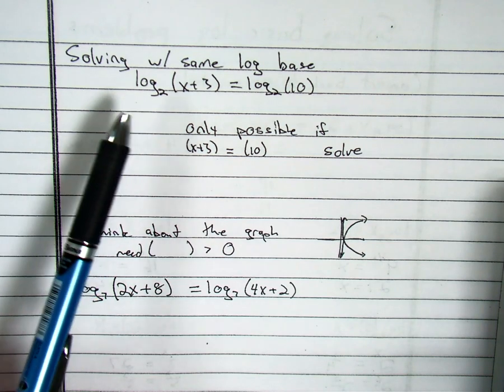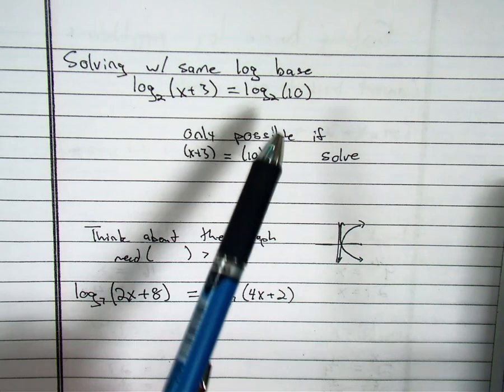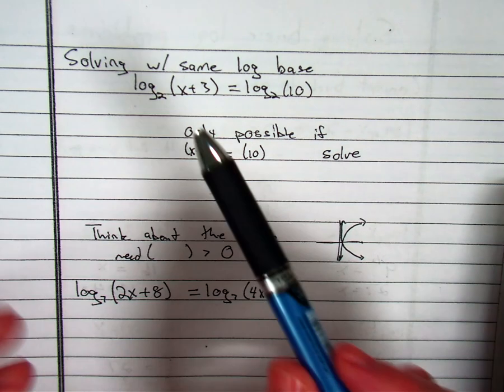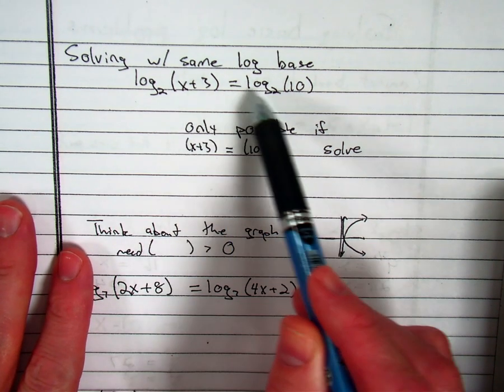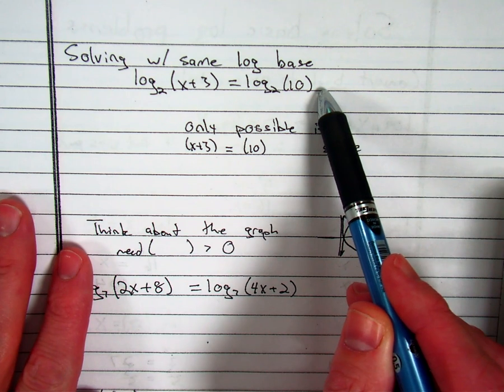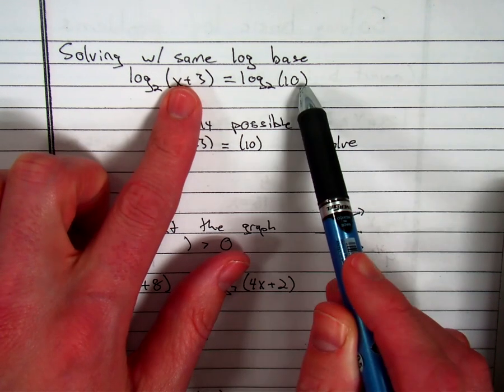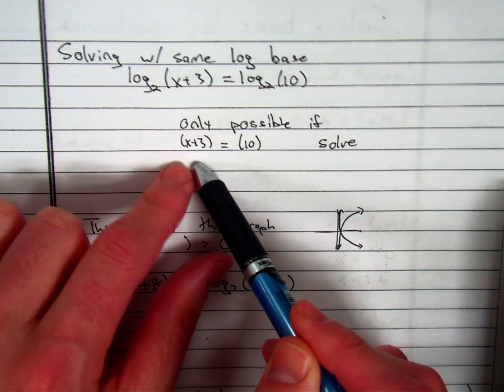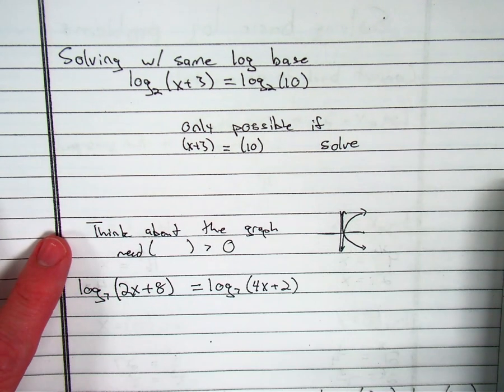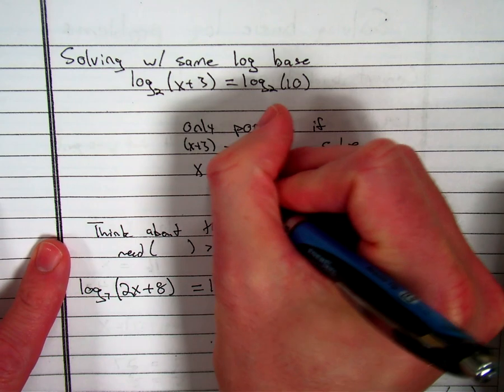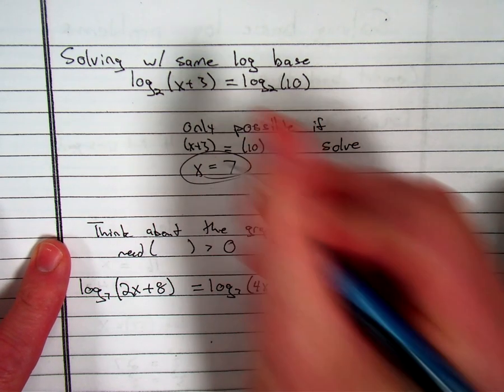Log base 2 of x plus 3 equals log base 2 of 10. So we've got log base 2 of something equals log base 2 of something else. That's only possible if the two somethings are the same. So x plus 3 needs to equal 10, or x would need to be 7.